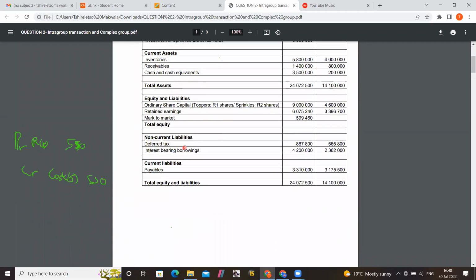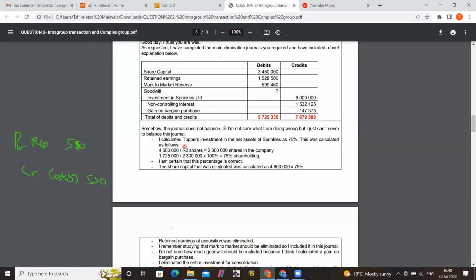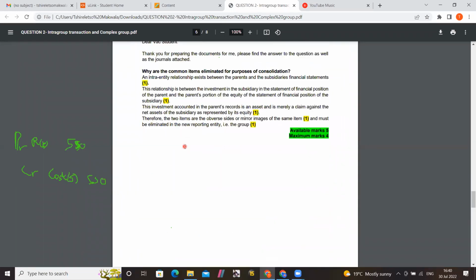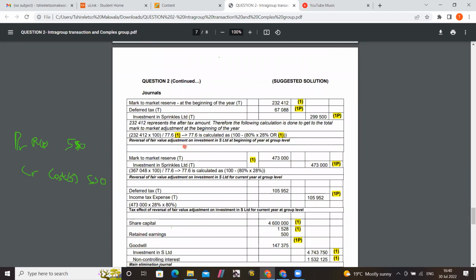So just for interest's sake, the mark to market reserve is for instruments, right? So fair value adjustments on instruments go to the mark to market reserve. And obviously if it's on land or something, it's a revaluation surplus, right? Do you see that these are fair value adjustments that relate to the previous year and this year, right?